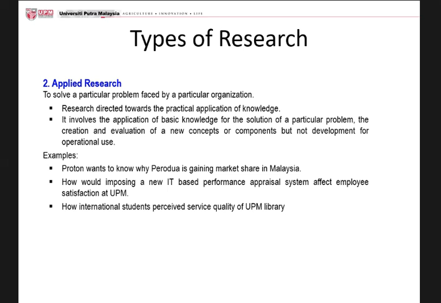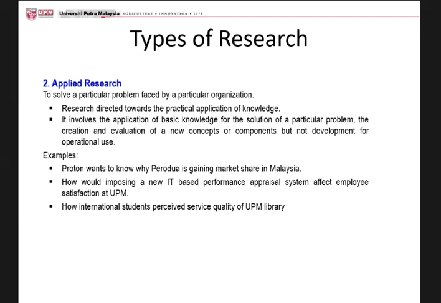How would imposing a new IT-based performance appraisal system affect employee satisfaction at UPM? So this is very specific too. Very focused on imposing a new IT-based performance appraisal system. Okay, so you focus on that. How do international students perceive the service quality of the UPM library? So what else for applied research?